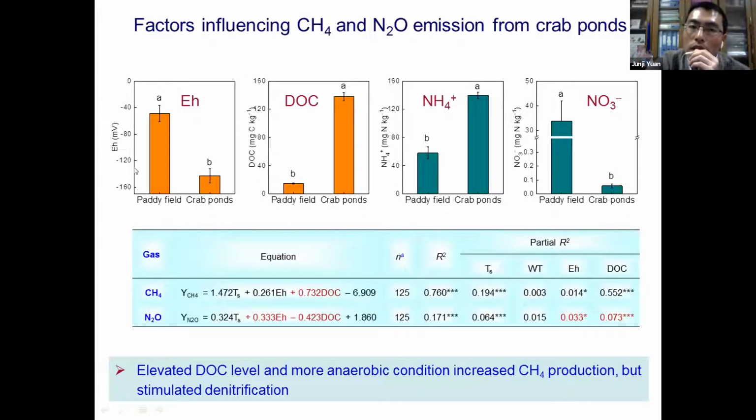So I want to show you this slide about the factors influencing the methane and N2O emissions from the crab ponds. This conversion reduced the redox condition, but increased the DOC, the carbon condition. But this condition resulted in the accumulation of ammonia, but decreased the nitrate. So this condition facilitates methane production, but can restrict the N2O production.